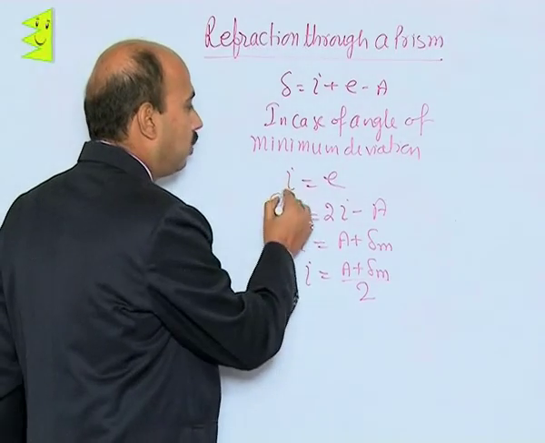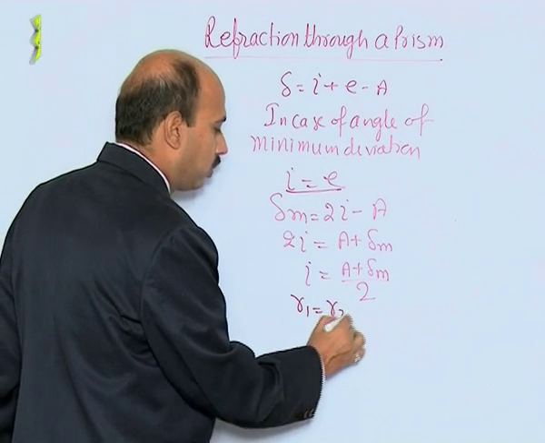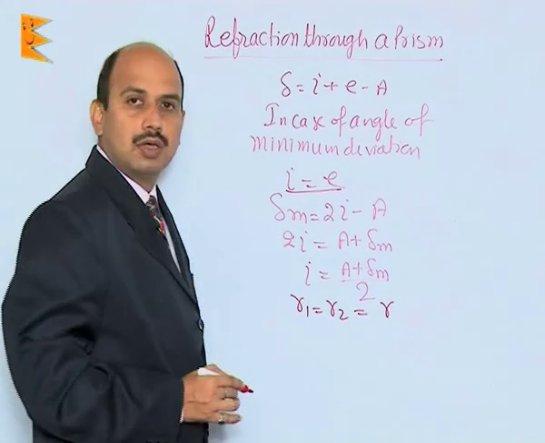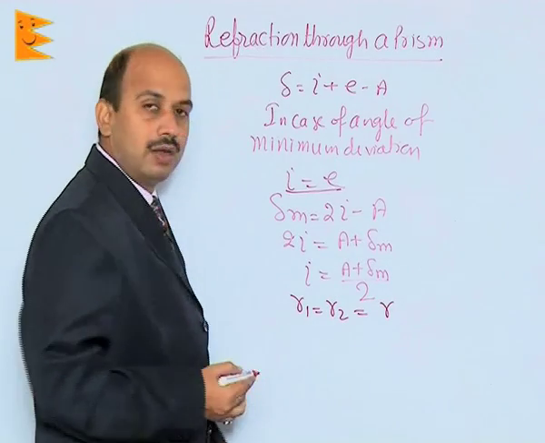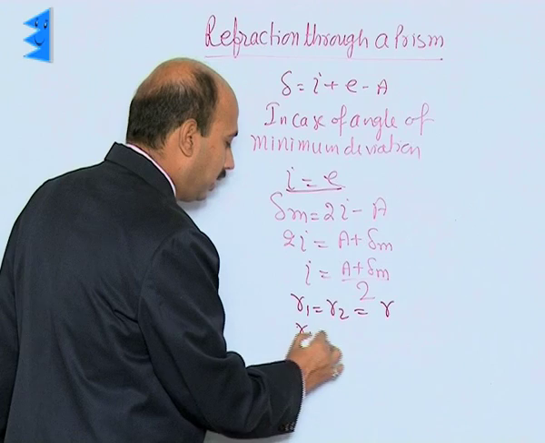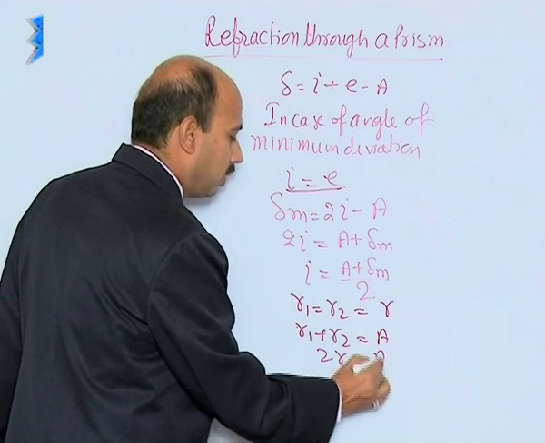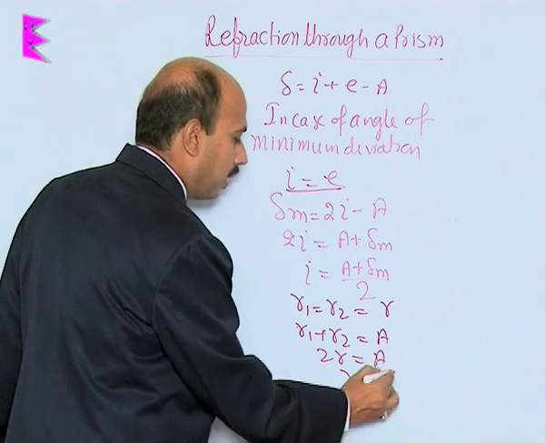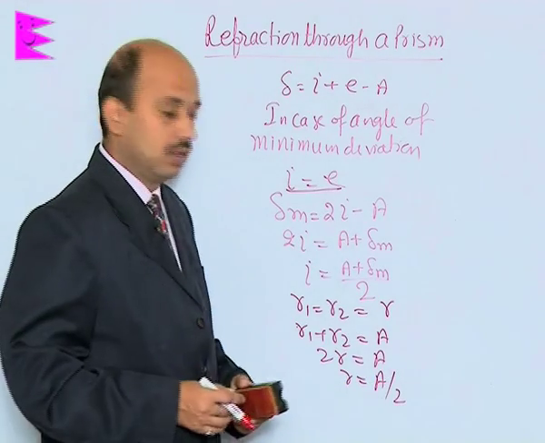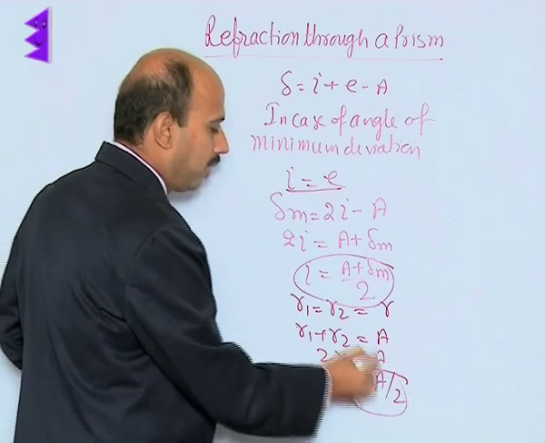If I is equal to E, then we can also show that R1 is equal to R2 is equal to R. It means R1 and R2 are equal. So in this case, we know R1 plus R2 is equal to A. So twice of R is equal to A. So R is equal to A upon 2. So we have got the value of I, we have got the value of R.